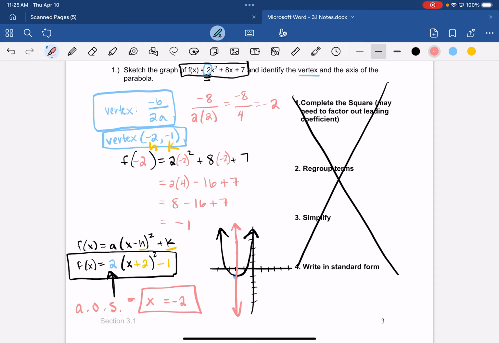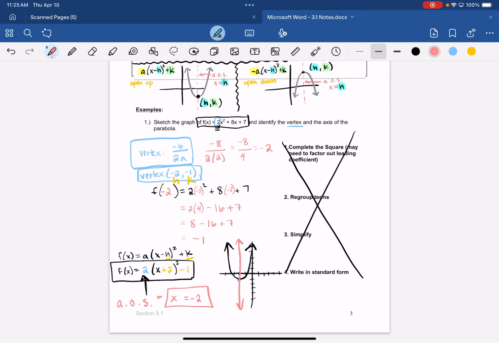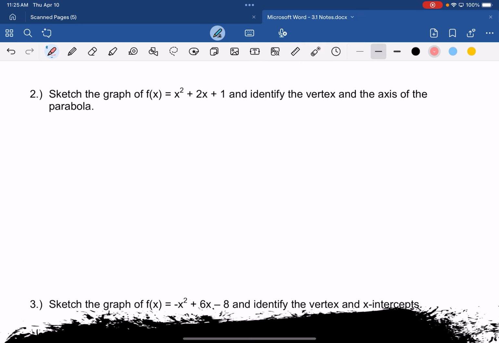Any initial questions on this one? We're going to do a bunch of these problems today. All right, let's look at number 2 here. Same idea. We're sketching a parabola. Identify the vertex and axis of symmetry. What it doesn't tell you to do is write the vertex form. We're going to do that to get that practice. So we'll do this one together.